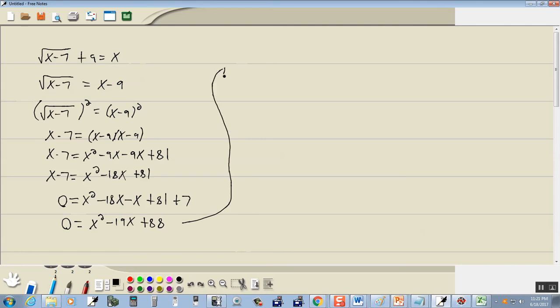And that factors into x minus 8 times x minus 11. Set each factor equal to 0. So set x minus 8 equal to 0 and x minus 11 equal to 0. And we get x equals 8 and x equals 11. Maybe. We have to check them.